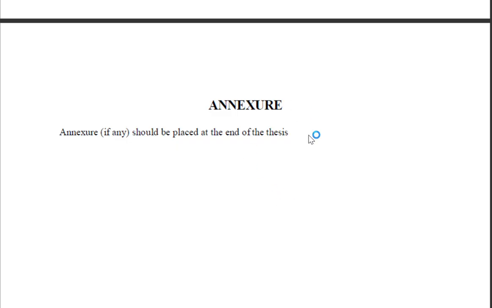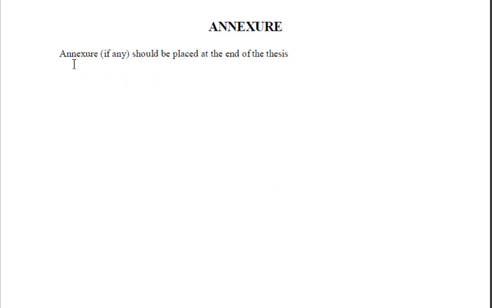Then comes the annexure. The annexure is the last part of your thesis. Your annexures are two. One is your medical history form, the other is the consent form. There are two annexures in your thesis, okay? So you have to mention annexure 1 and annexure 2, and you have to give them. That's it. This is a simple format of your thesis that all of you must use, okay?